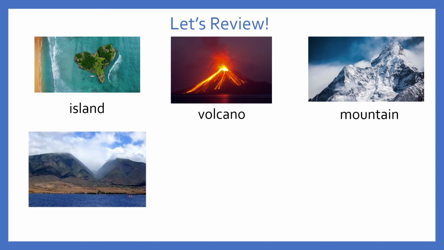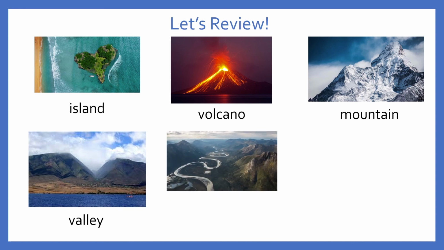This landform forms in between mountains. Remember, it's shaped like a V. What is it? Awesome! This is a valley. Do you remember this landform? This one often forms in between mountains in the valley. What is this? You're right, it's a river.